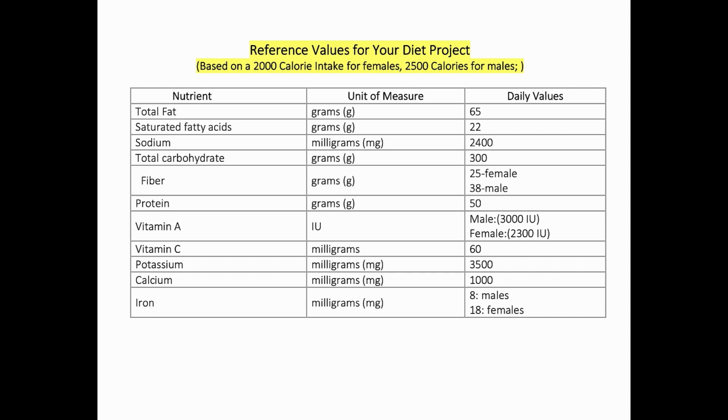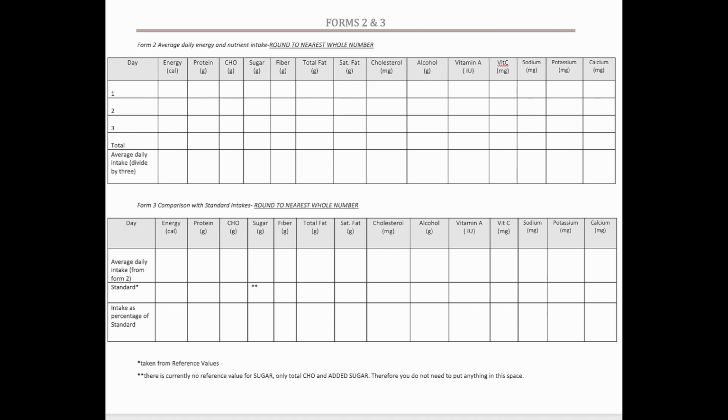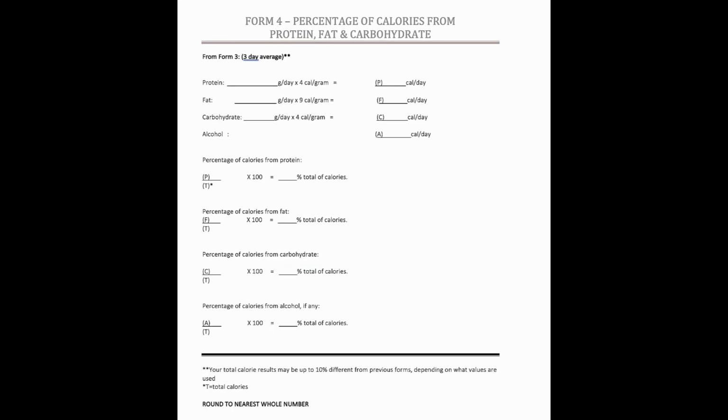These are the nutrients that we're looking at for which there is a recommended daily intake. You will submit 3 of these. This is information you will get from the Diet and Wellness program using the access code. Here are Forms 2 and 3. You will take your totals from each of the 3 days, add them up, and divide by 3. You'll then take that number, put it at the top of this form, get the information from the standard sheet, and calculate your percentages.